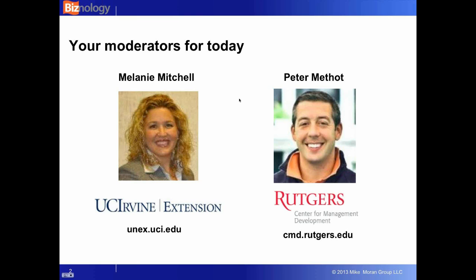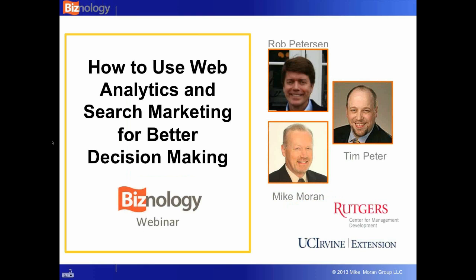Today you'll be hearing from three expert digital marketing consultants and trainers, Rob Peterson, Tim Peter, and Mike Moran, who will present how to use web analytics and search marketing for better decision making. This webinar introduces you to important principles you'll need as you improve your own search marketing program. And throughout the webinar, we'll preview for you several training offerings from Biznology, UCI Extension, and Rutgers that feature these same instructors, whether you want training online, in person, or on-site for your company's whole team.